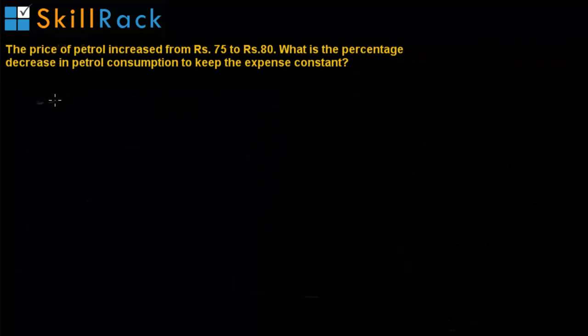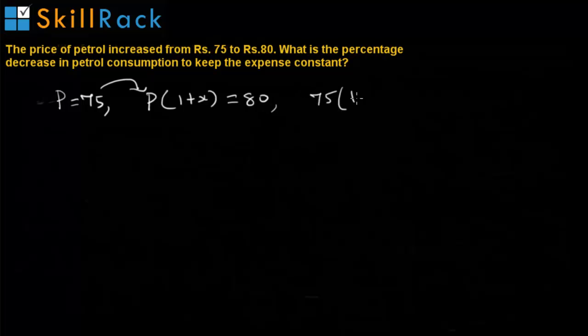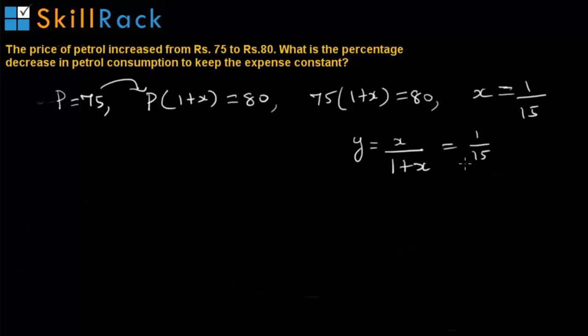Now again let's look at another problem. The price of petrol is increased from 75 to 80. What is the percentage decrease in petrol consumption to keep the expense constant? Again we know P is equal to 75. So 75 into (1 plus x) is equal to 80. So x is equal to 1 by 15. Using our formula, y is equal to x by (1 plus x), we get y is equal to 1 by 16.